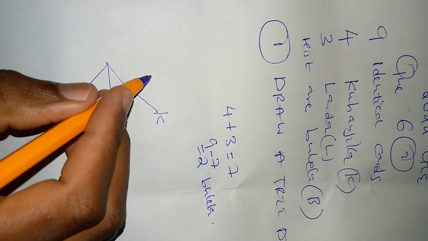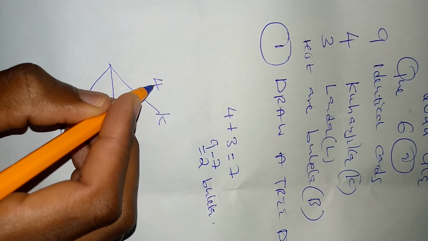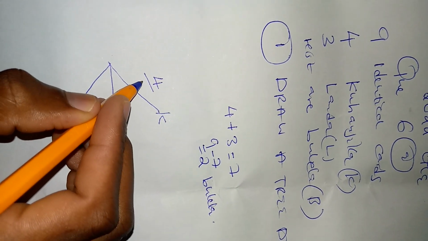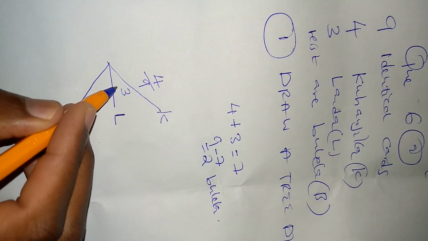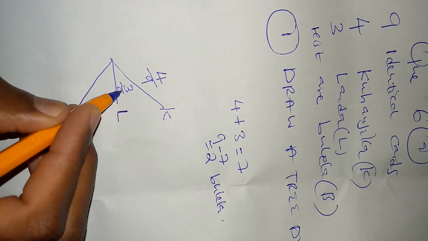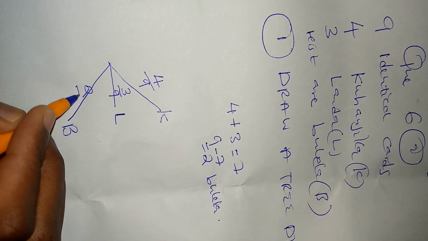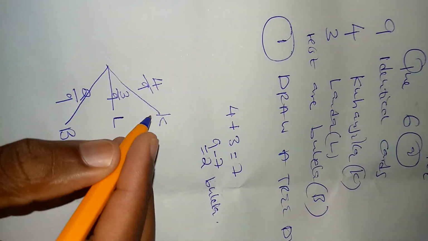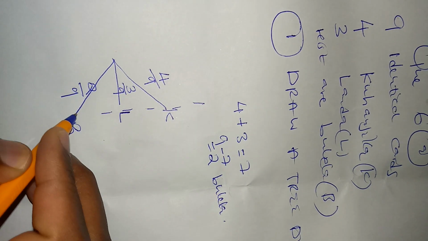The probability of Kohanjika is 4 over the total of 9. Then Landa is going to be 3 over the total, also 9. Then Ulela is 2 over the total of 9. This is what is known as the first selection.